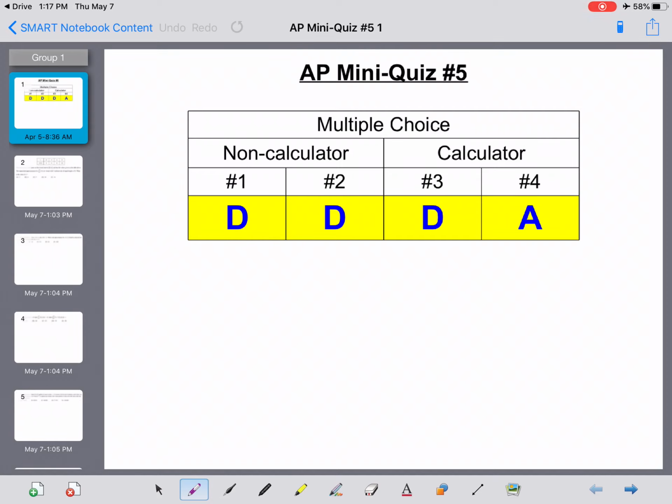Okay guys, for mini quiz number 5, I thought it'd be fun to let you try to grade your own just a little bit. So, got all the answers here for you. I'm still going to walk you through all the problems, but thought you might benefit from going through those scoring standards on your own. So your 4 multiple choice answers are D, D, D, and A. Let's walk through and see what's going on.